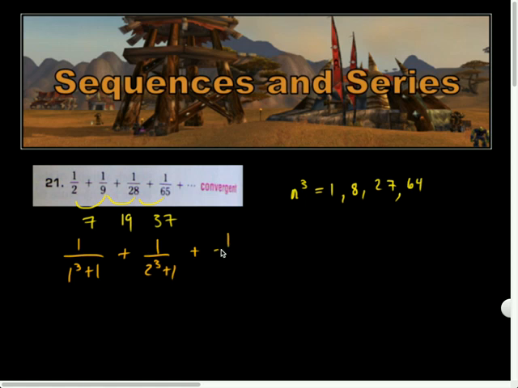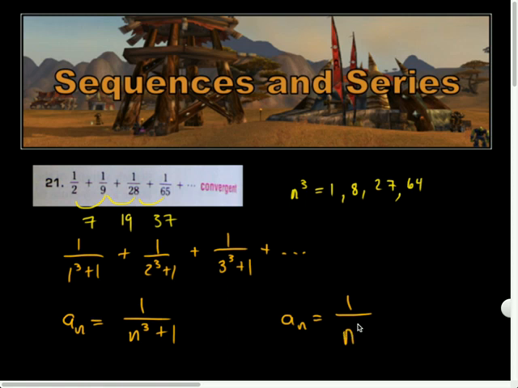Man, that is a tricky pattern. I'm not gonna lie. And therefore, my nth term, a sub n, is going to be 1 over n cubed plus 1. So if I'm going to compare that to something, I think we could compare it to 1 over n to the p. And I want to prove that it is smaller than 1 over n to the p, because 1 over n to the p is convergent for values of p greater than 1.